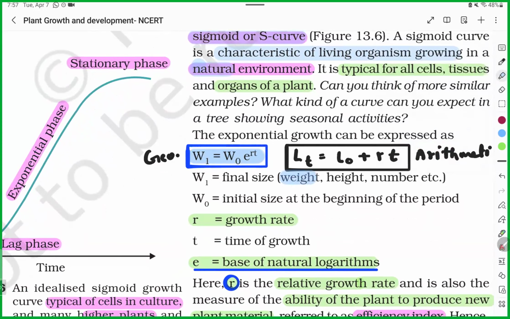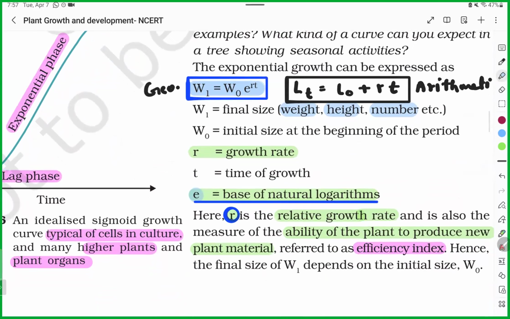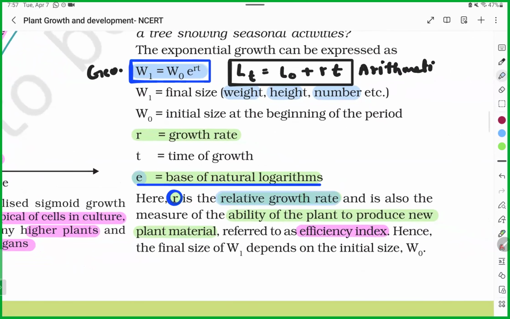It can be weight, it can be height, it can be number. Correct. Same, initial size, it can be weight, height, number. R is the same growth rate. Correct. T is the same time and e is the natural logarithm base. R in this case is the relative growth rate. Means what is the speed per unit time? It may be per day. How much rate increases in 1 day or 1 second or 1 minute?